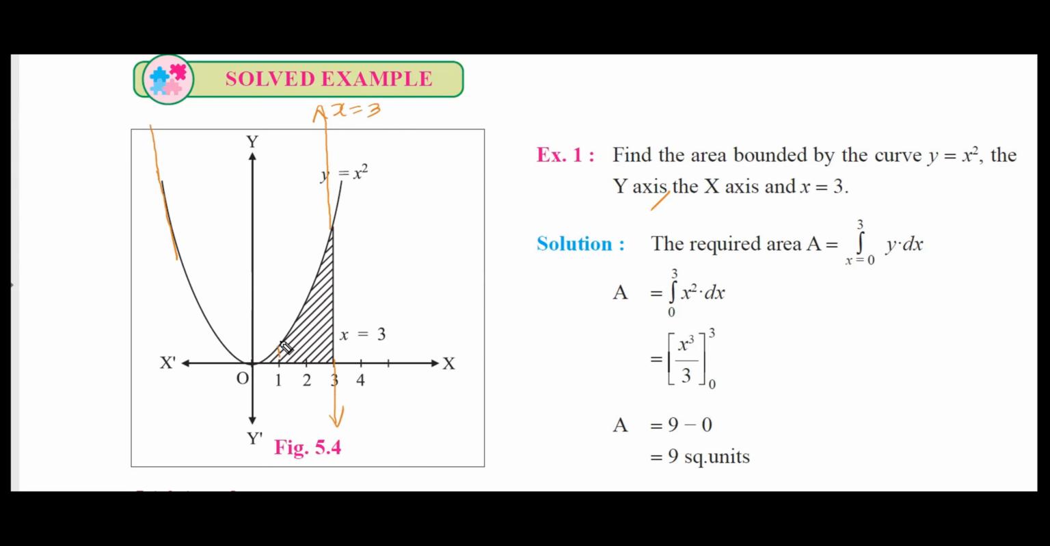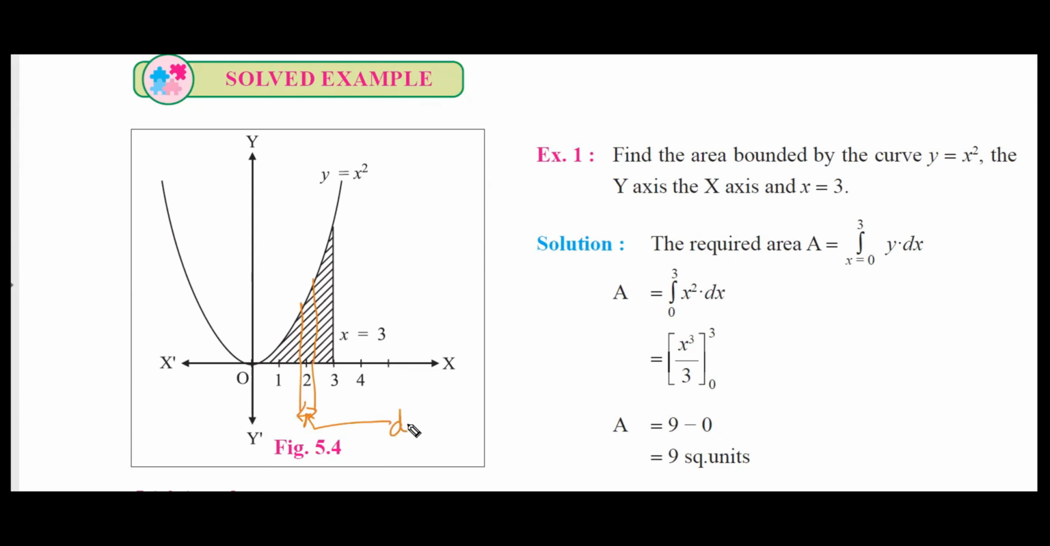You have to find this area bounded by this curve, y-axis, x-axis, and y is equal to 3. So what you are going to do? You will take a small strip. What is that small strip? It will be this, from here to here. This will be your small strip, and this small strip or elementary strip I am taking on the x-axis.